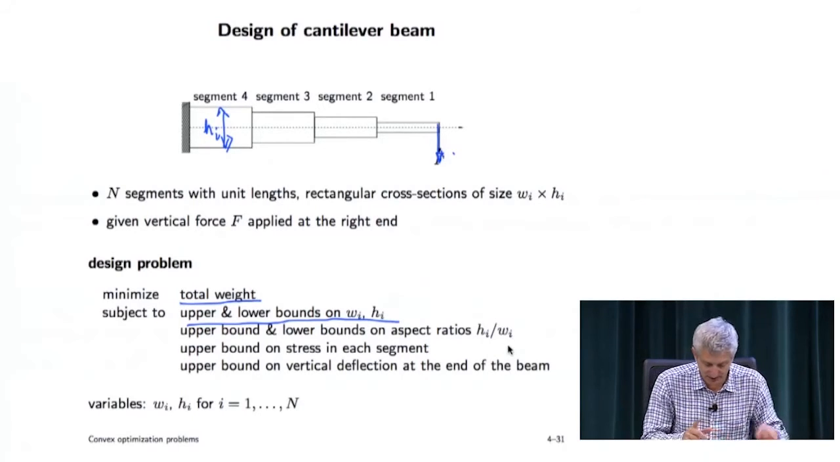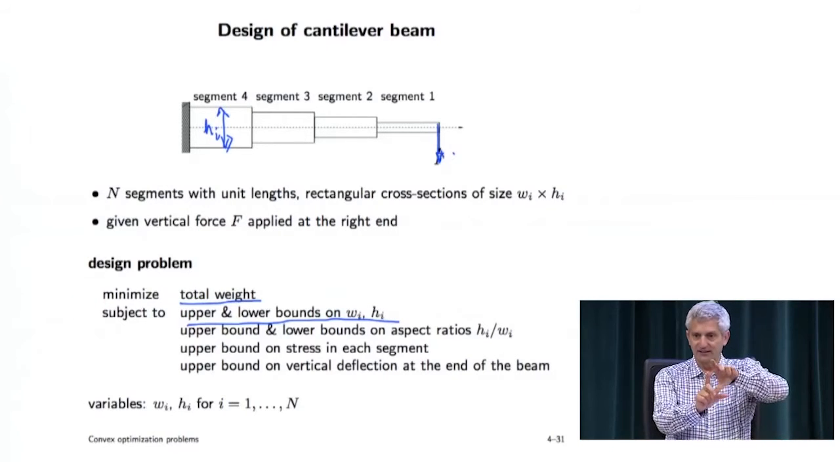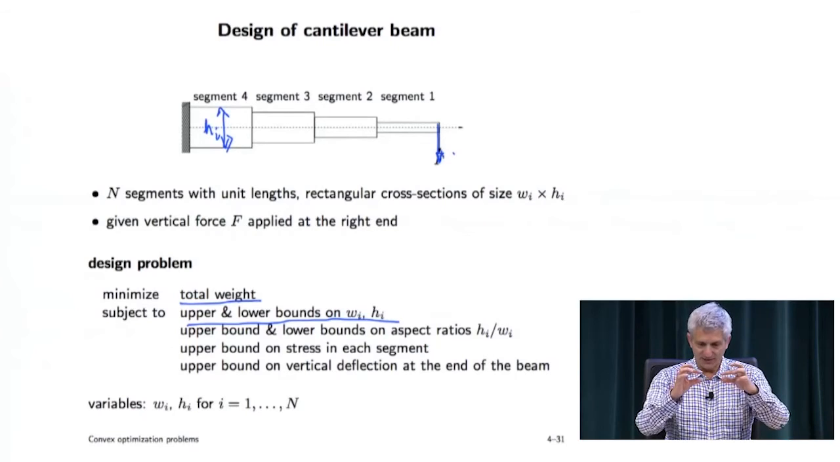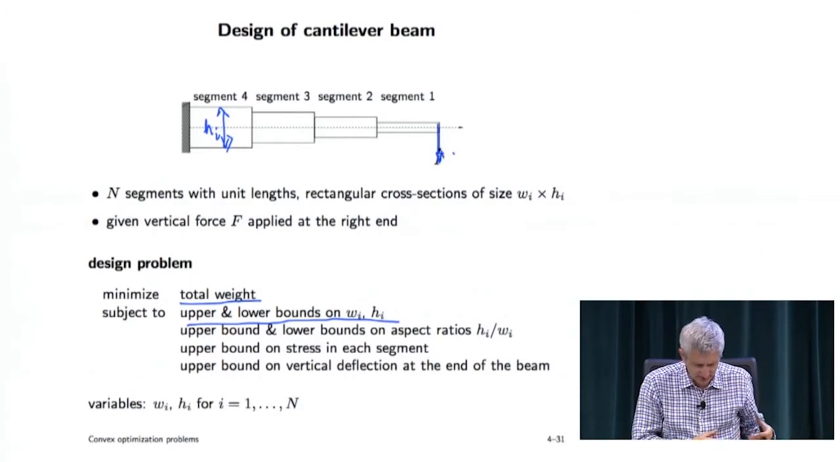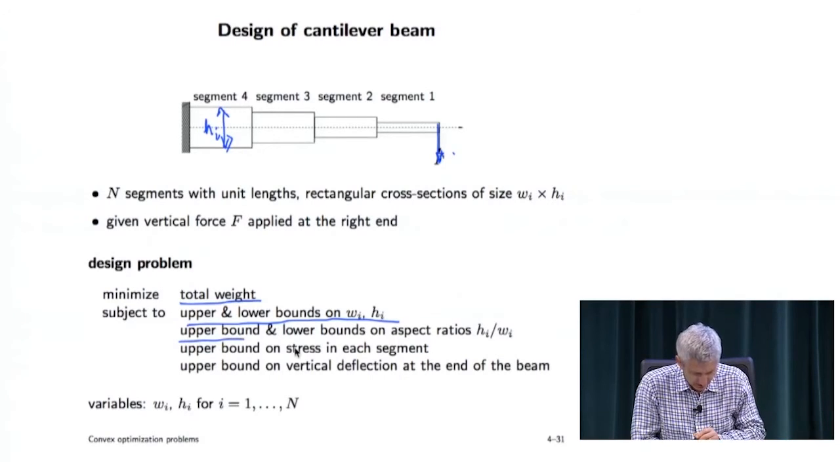So you can't make something with an aspect that looks like this, where it's super thin and too high. You probably wouldn't want to make something that looks like that, but you can't do it anyway. So we'll have upper and lower bounds on the aspect ratios.